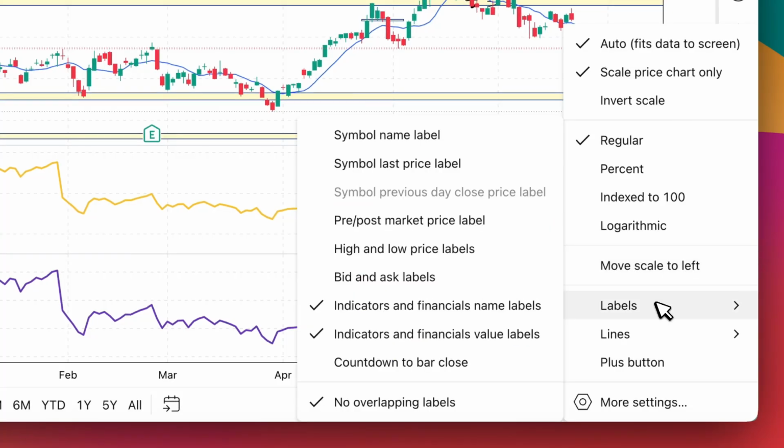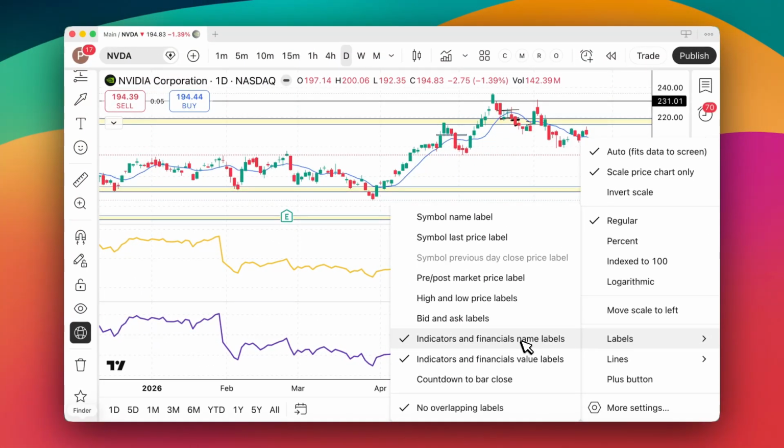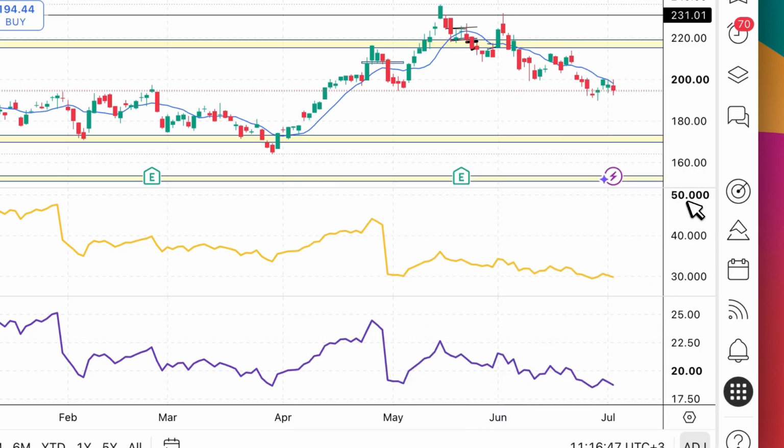How do I get to see those on my price scale? Right click on the price scale, go to labels, and check indicators and financials name labels and indicators and financials value labels. Now, if we uncheck those, you see they both disappear.